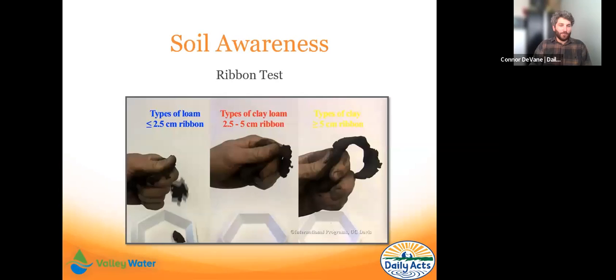The first would be the ribbon test. So this is a no equipment, very simple field test where it just involves grabbing some moist soil and rubbing it between your thumb and forefinger to see how much of a ribbon is created.